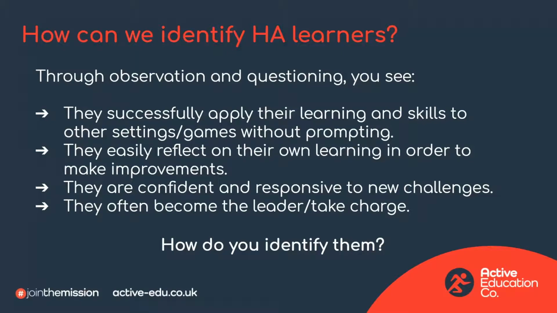So how can we identify these learners? A lot of it's through observation and questioning. So you might see that they successfully apply their learning and skills to other settings or games without prompting. So a child might have some great skills in netball, and when you start teaching handball, you can see that those skills have easily been transferred from one to the other. Quite often they'll easily reflect on their own learning in order to make improvements. So they might be able to talk about what they've done and talk about how they'll do it differently next time. They might not be able to talk about it, but you can see that they're working it through in their brain when you next come to do a challenge with them.